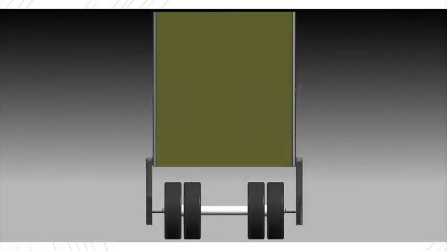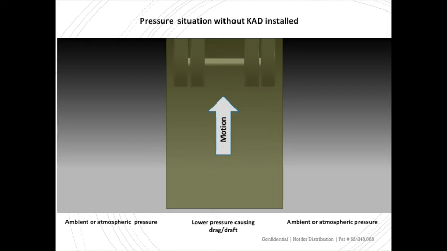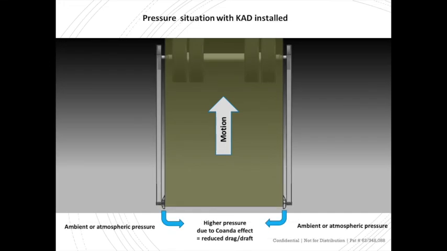This is a view of the rear of the trailer with the KAD installed. Here an illustration depicts the rear of the trailer without KAD installed. Note the ambient pressure conditions on the rear of the trailer. Here the illustration depicts the rear of the trailer with KAD installed. Note the ambient pressure conditions at the rear of the trailer. As the trailer moves, the KAD is activated and the pressure in the zone behind the trailer increases. The increased pressure results in reduced fuel consumption.